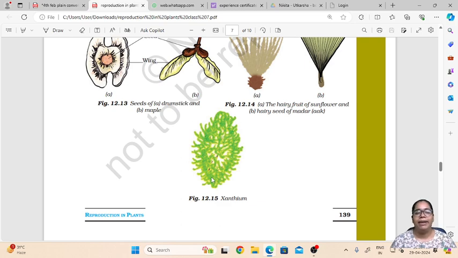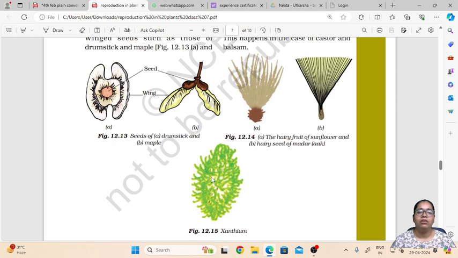So this is how, based on the structure of the seeds, they are dispersed by different mediums, that is water, wind and animals. If they are light, they are dispersed by wind. For example, coconut consists of the husk. This makes it have the ability to float in water. So coconut is dispersed through water. So this is how, based on their structure, they are dispersed by different mediums. So this was about seed dispersal.